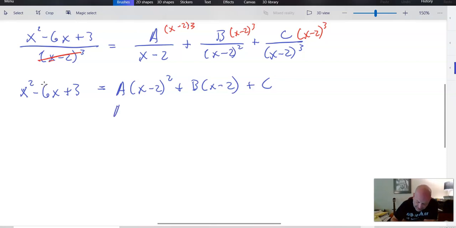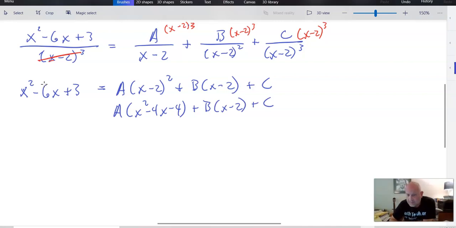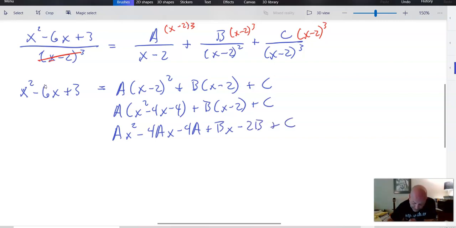So we have to multiply that out. That's a times x squared minus 4x minus 4, plus b times x minus 2, plus c. And keep in mind, a lot of this gets done in your head as far as the grouping. So if you can do some of these steps in your head, please do. I'm just writing everything out to make sure we can see what's going on. So that's minus 4ax minus 4a, and then here that would be plus bx minus 2b plus c.